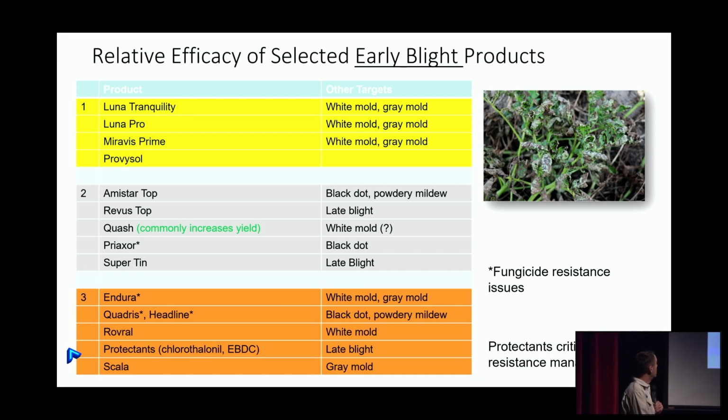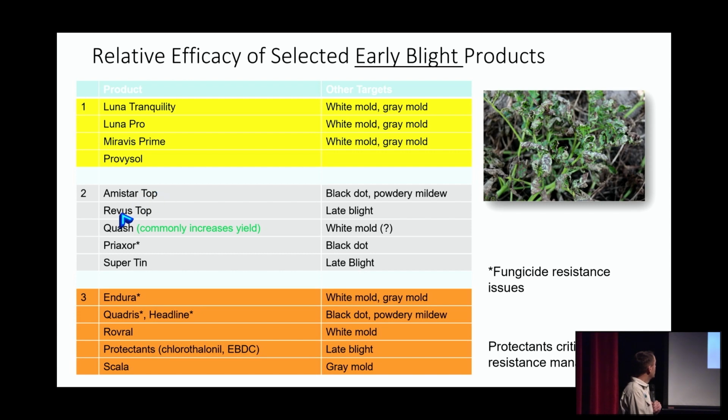And they're also effective against the white mold and gray mold pathogen. Provost is very effective against early blight, but it doesn't have any activity on white mold. Gray mold, not sure about at this point. Some of you might have a better idea than we do on that. We don't get a lot of gray mold in our plots.